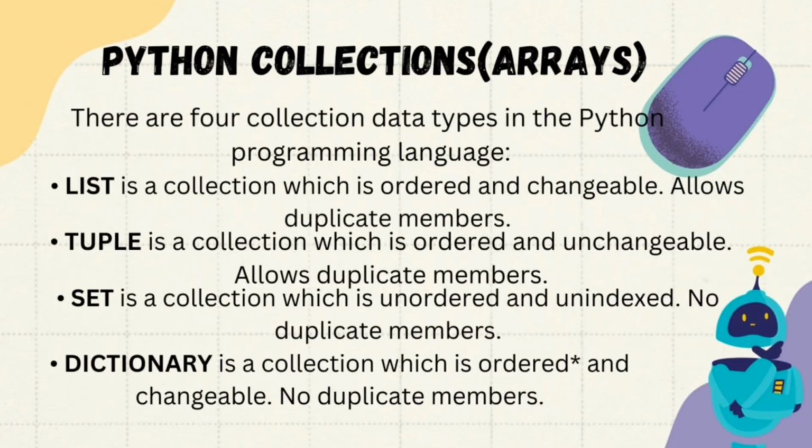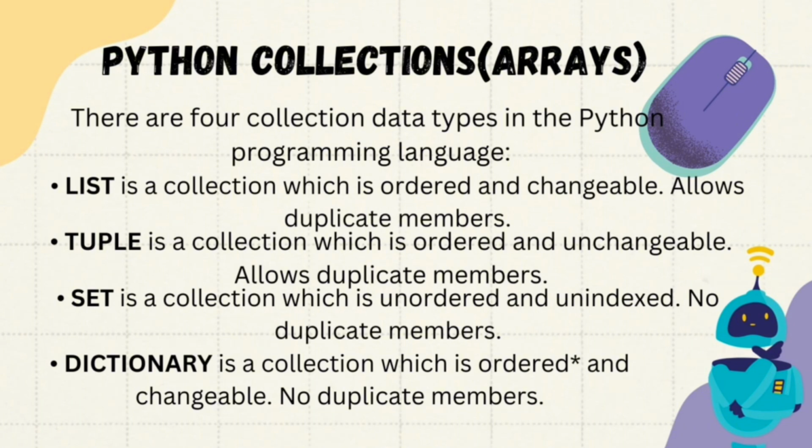Python collection. There are 4 collection data types in the Python programming language. First is list. A list is a collection which is ordered and changeable and allows duplicate members. A list is an ordered, changeable, mutable collection that allows duplicate elements. You can add, remove, or modify items. Multiple elements can have the same value.